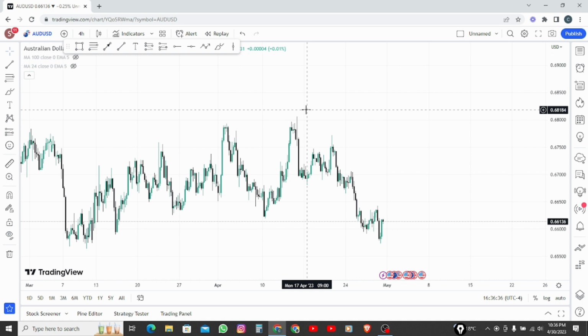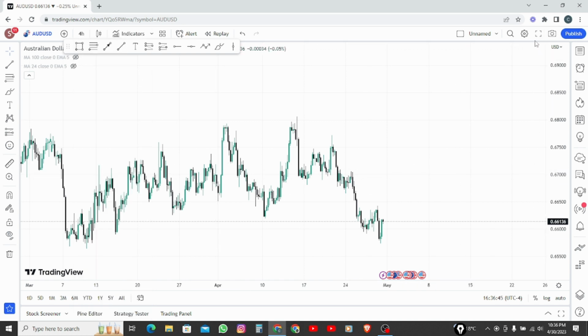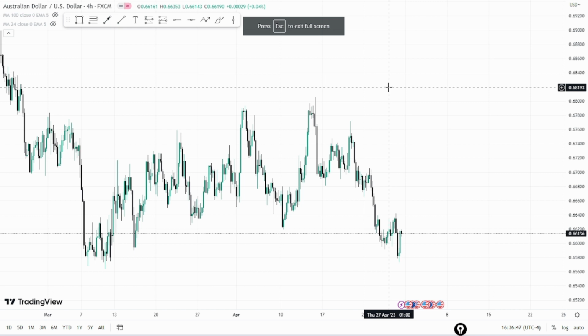So let's begin. I'm currently on my TradingView, on the 4 hour time frame, as you can see right here. Firstly, I'm going to give you my steps. What I like to do is go to a high time frame, it can be the daily or the 4 hour. On the daily time frame, I check the market structure, whether we're on a downtrend or an uptrend, and what I need to be looking out for.